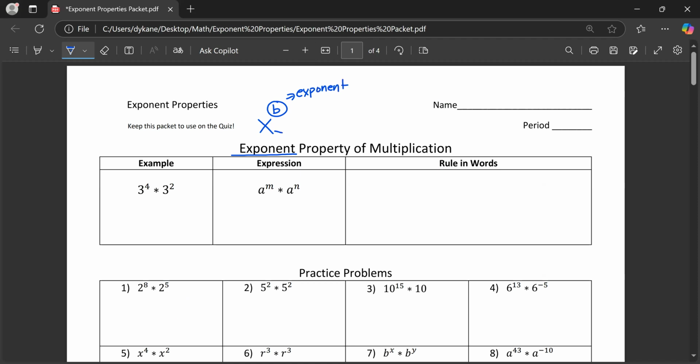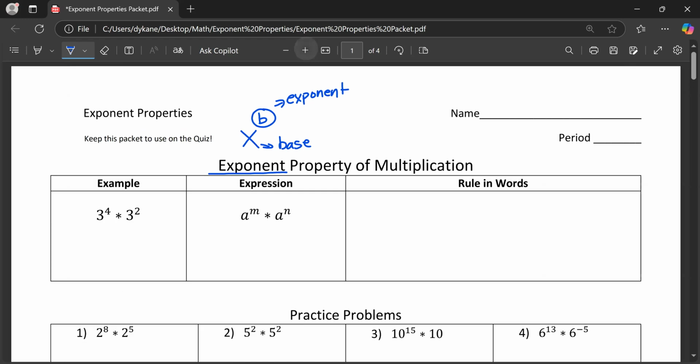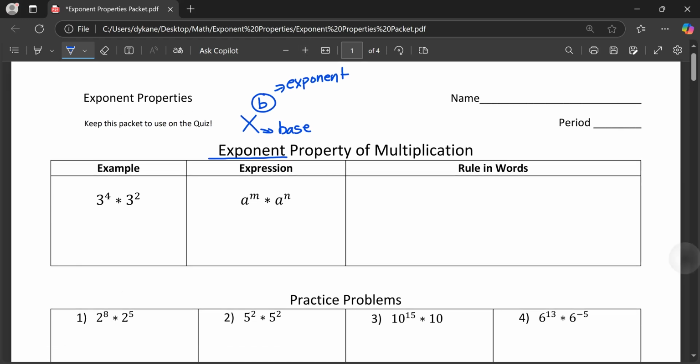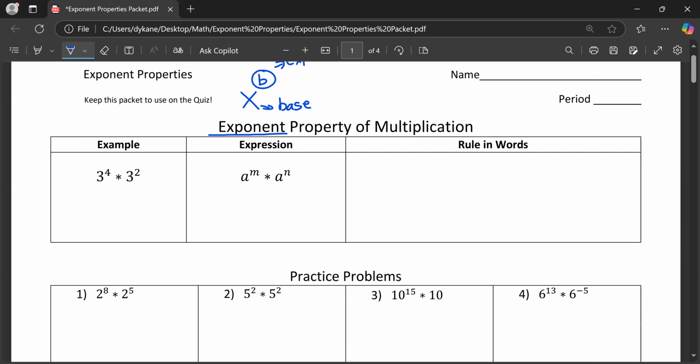And then the number at the bottom down here, here it's x, this is our base. So we would say x is our base and our exponent is b, or it is raised to the b power. We're going to learn some different properties to help us simplify expressions with exponents. So we're going to start with the easiest one.